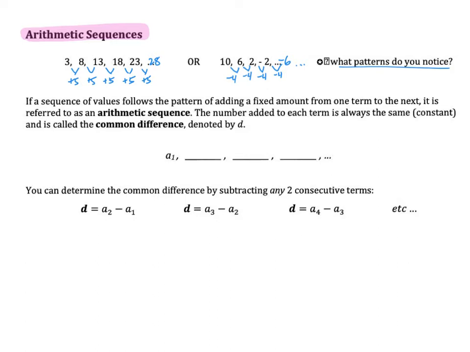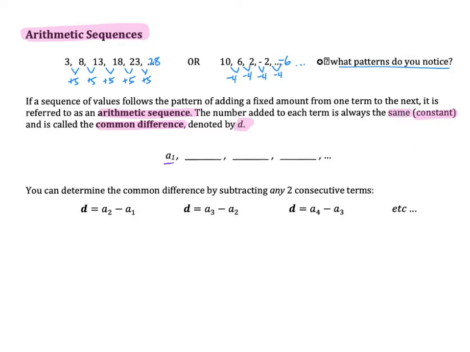You might notice that you are adding or subtracting by the same value over and over again. We call that, if it's the same, we call it a constant. And specifically for an arithmetic sequence, we're going to call that constant a common difference, and we're going to use the letter D to identify what the common difference is. So that is what an arithmetic sequence is. It's when you add the same number over and over from one term to the next.